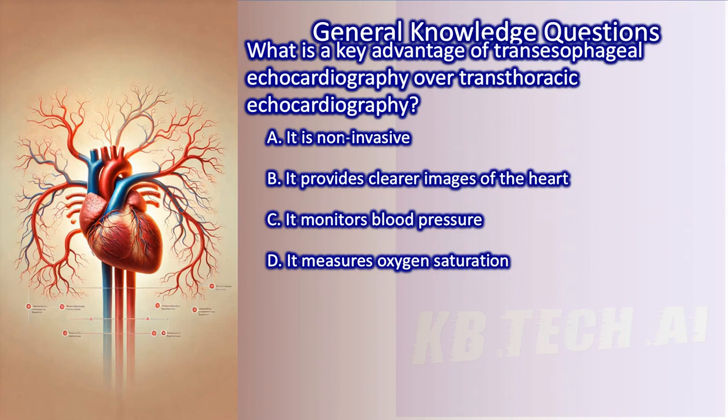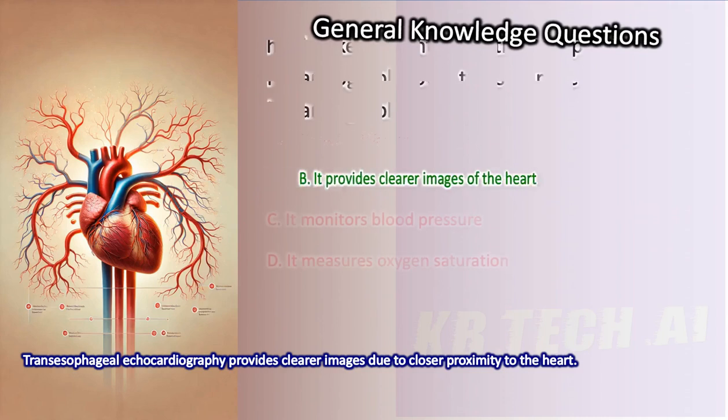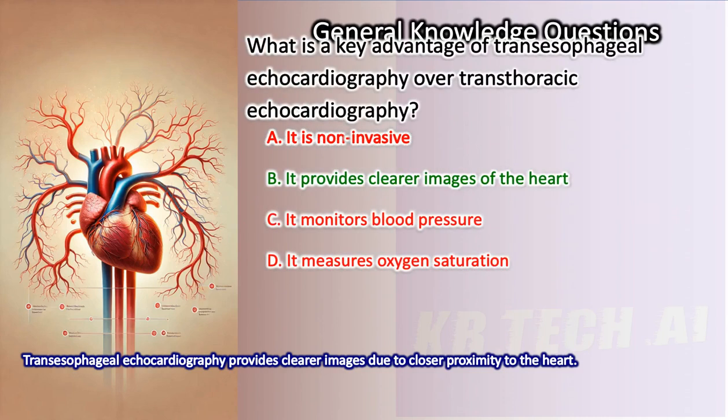What is a key advantage of transesophageal echocardiography over transthoracic echocardiography? Option 1. It is non-invasive. Option 2. It provides clearer images of the heart. Option 3. It monitors blood pressure. Option 4. It measures oxygen saturation. The answer is option 2. It provides clearer images of the heart.